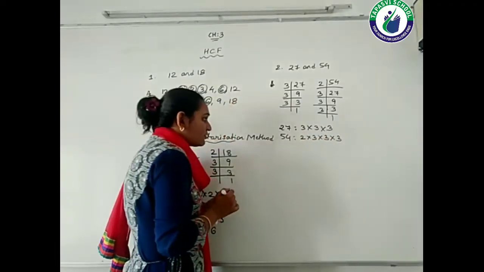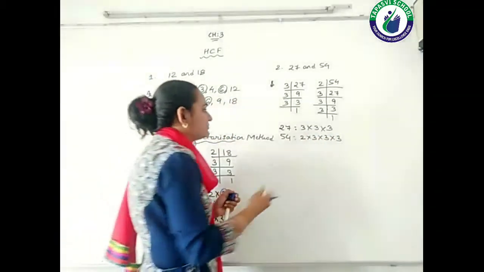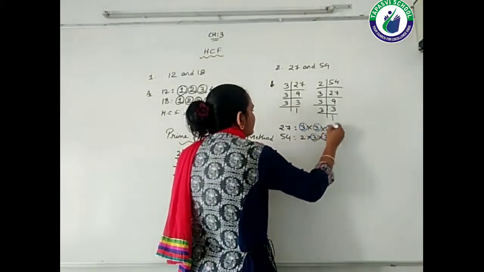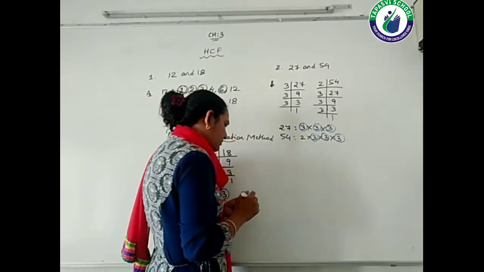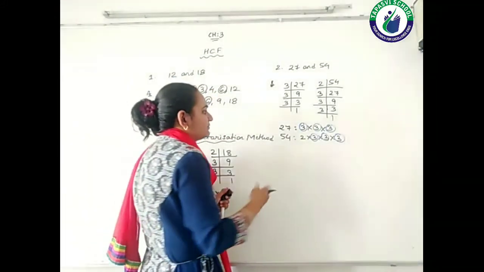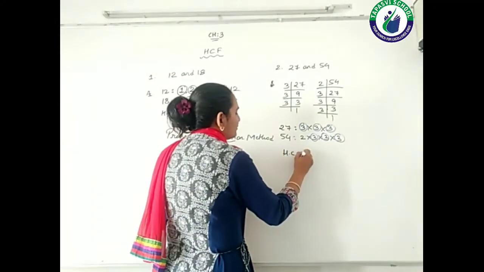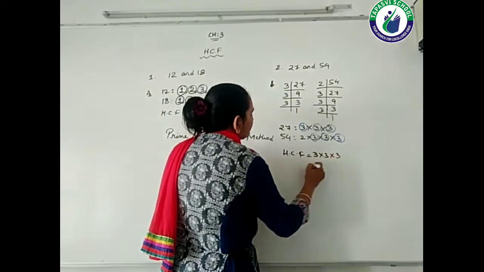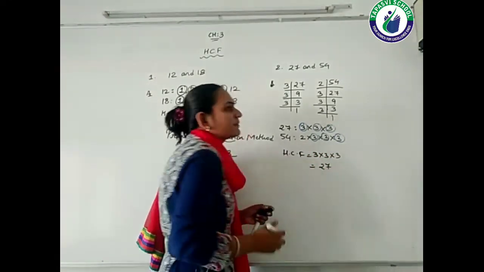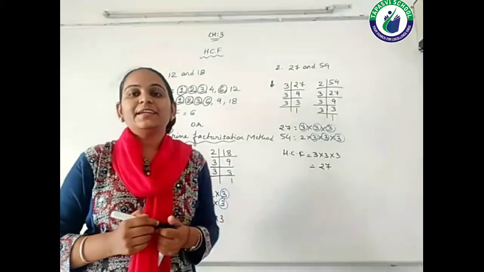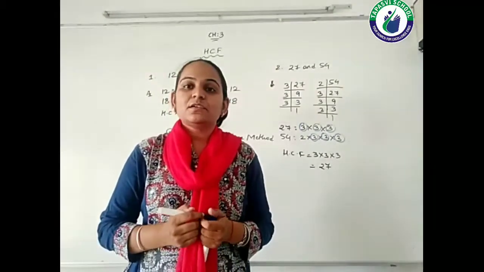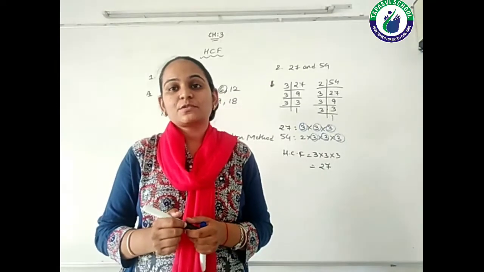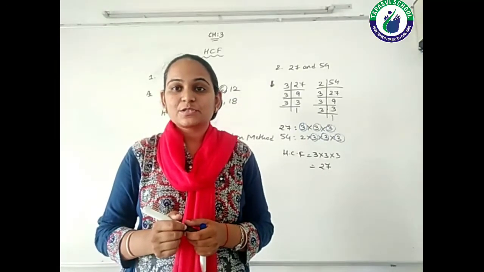Now I circle all the common factors, and I am going to multiply them. And I have already told you that the answer will be 27. Is it clear to all of you? See that there can be word problems also on HCF. So we'll see that also.